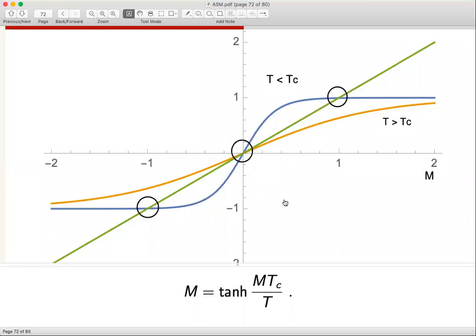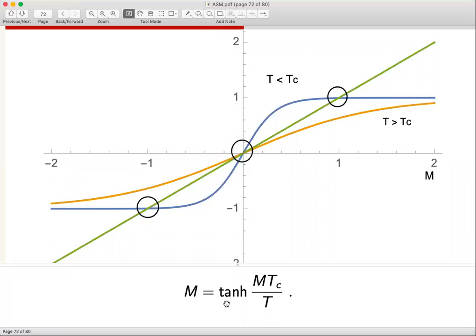This is for temperatures which are larger than Tc. If the temperature is larger than Tc, then the argument of tan hyperbolic is m times a number which is smaller than 1. You agree with me? Is it fine?